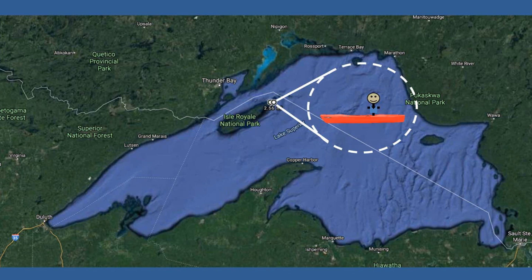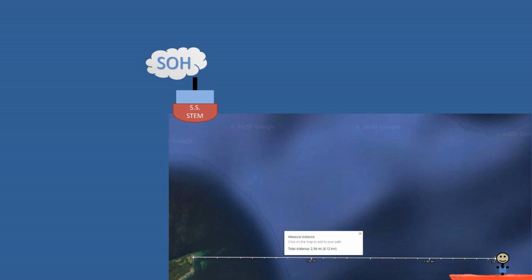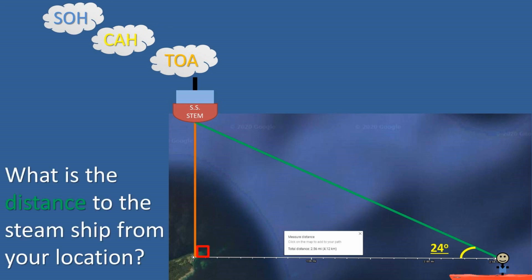You are in a kayak in Lake Superior, directly east of Blake Point on Isle Royale. You are 2.56 miles away from Blake Point. You notice a steamship off in the distance at a 24-degree angle from where Blake Point is. You hear over the radio that the boat's location is directly north of Blake Point.